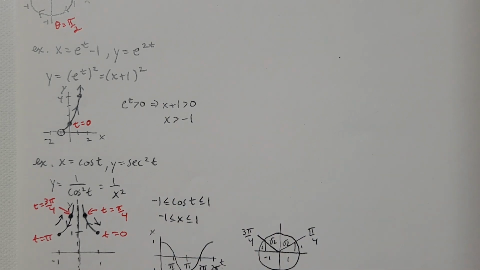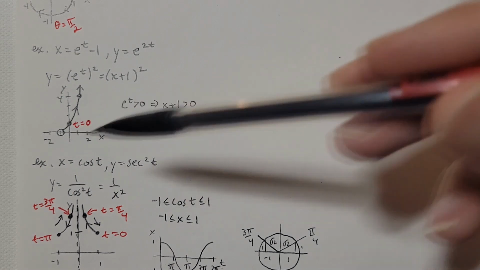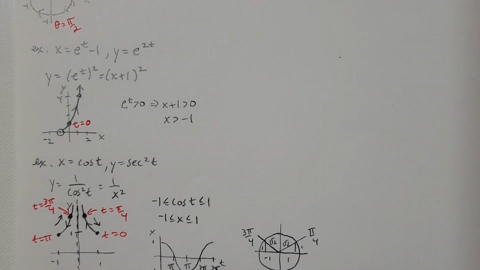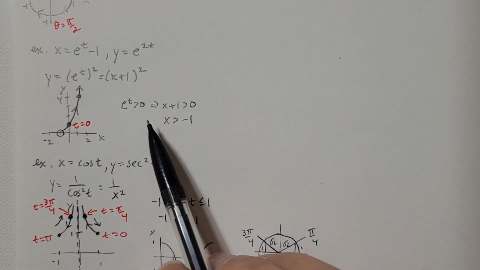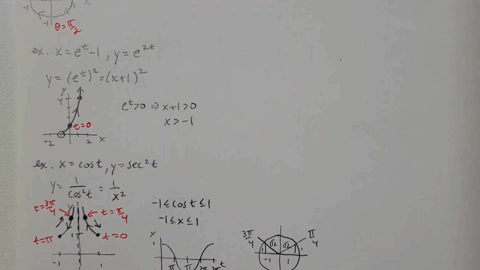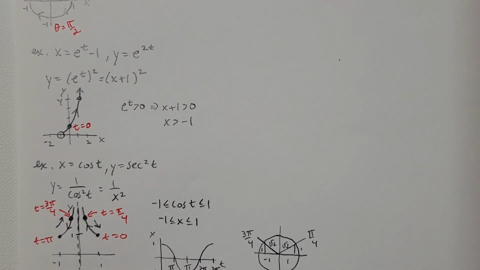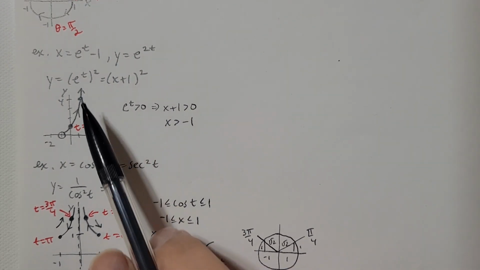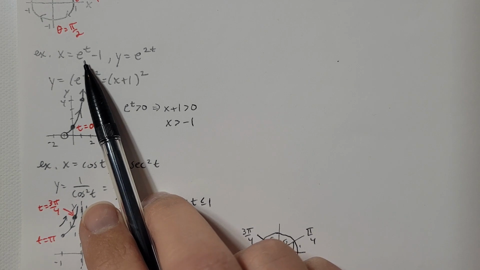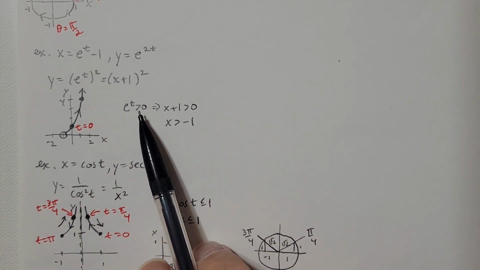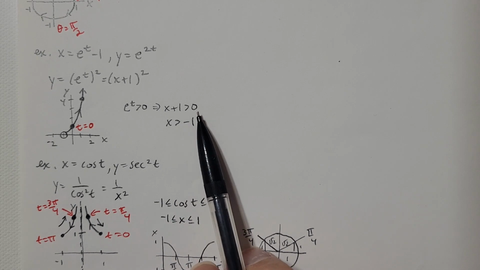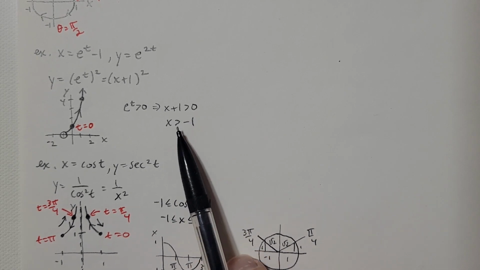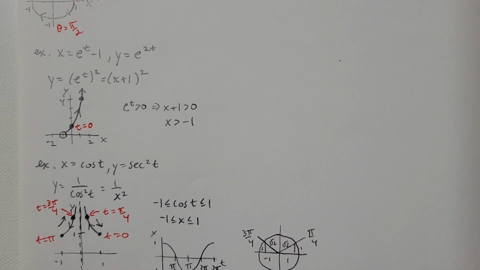Now that would be a parabola. But notice here that I'm not drawing the complete parabola. E to the t will always be positive no matter what I let t be. Knowing that e to the t is some positive number, e to the t, that's the same as x plus 1. So x plus 1 is greater than 0, or x is greater than negative 1. That would be the conditions on x.